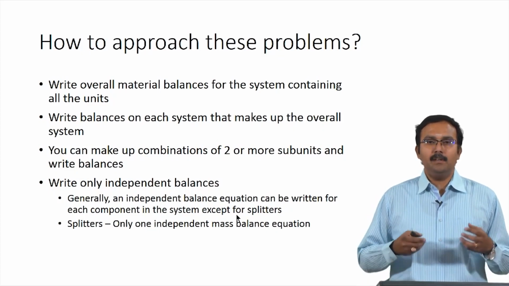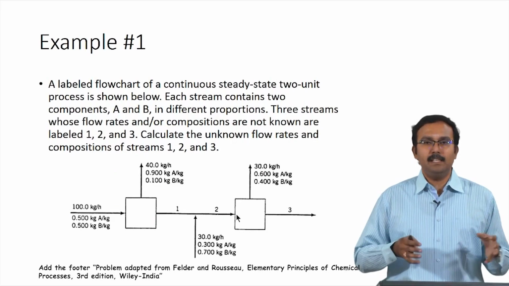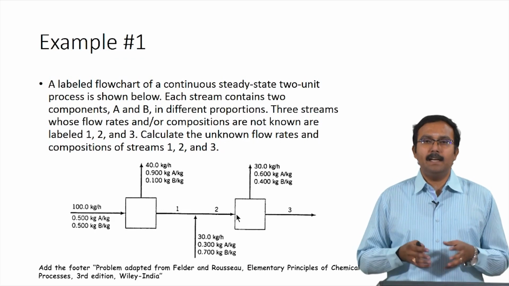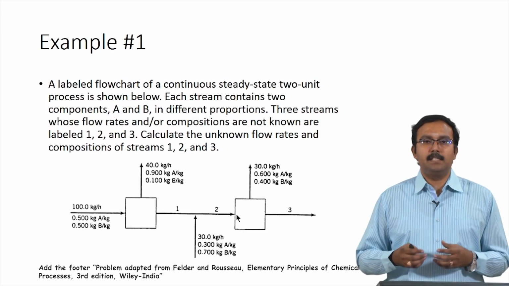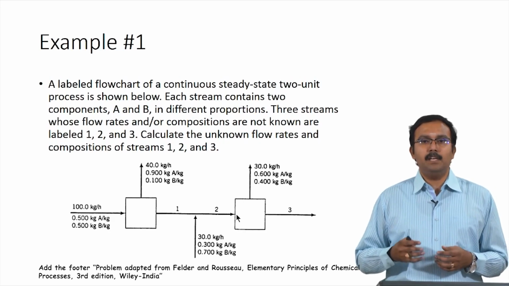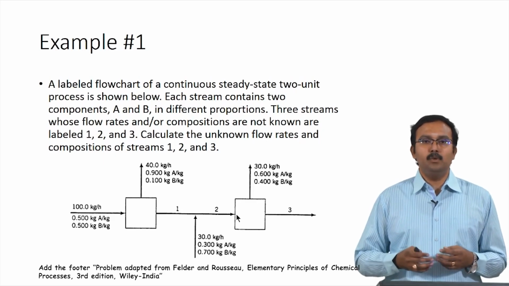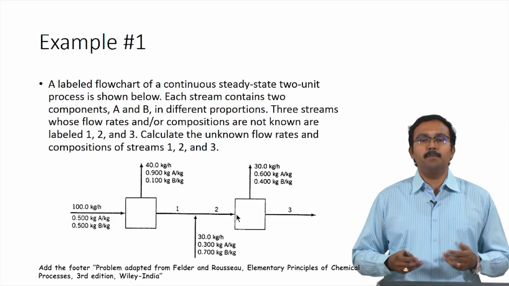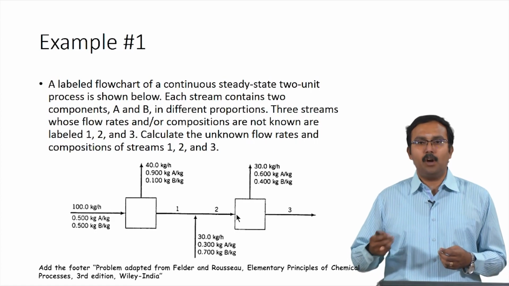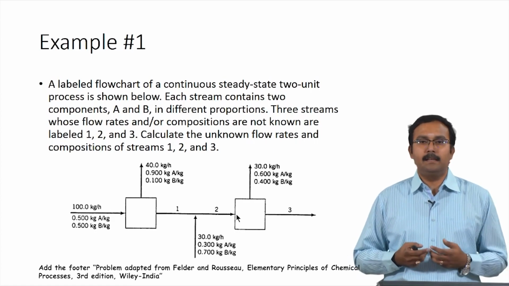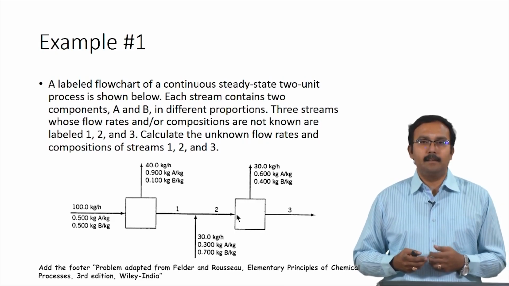Now, having looked at this, we will see 3 different example problems, each of them using different approaches, which helps us in identifying how to solve these multi-unit processes. The first example is given here. A labeled flowchart of a continuous steady state 2-unit process is shown below. Each stream contains 2 components A and B in different proportions. 3 streams whose flow rates and/or compositions are not known are labeled as 1, 2 and 3. Calculate the unknown flow rates and the compositions of streams 1, 2 and 3.